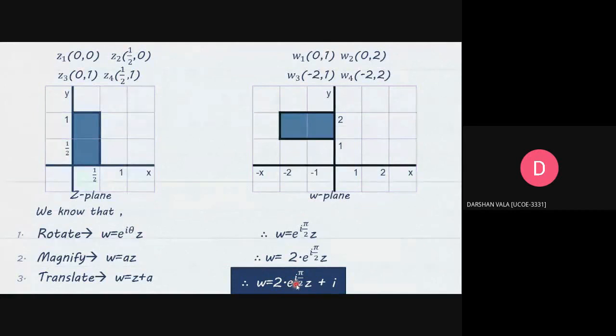Now we see the rectangle is translated above the x-axis. So we get that it is translated by 1 unit. So for a translation, the equation is w is equal to z plus a. Here our z is 2 into e raised to i pi by 2 into z. But a is i. That is the final equation we get: w is equal to 2 into e raised to i pi by 2 into z plus i.